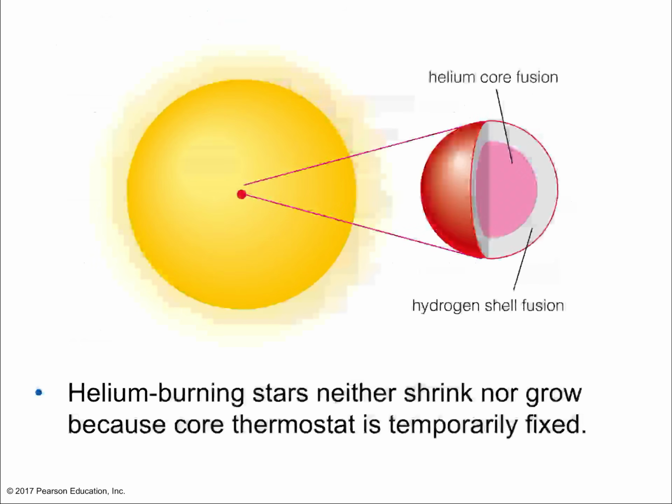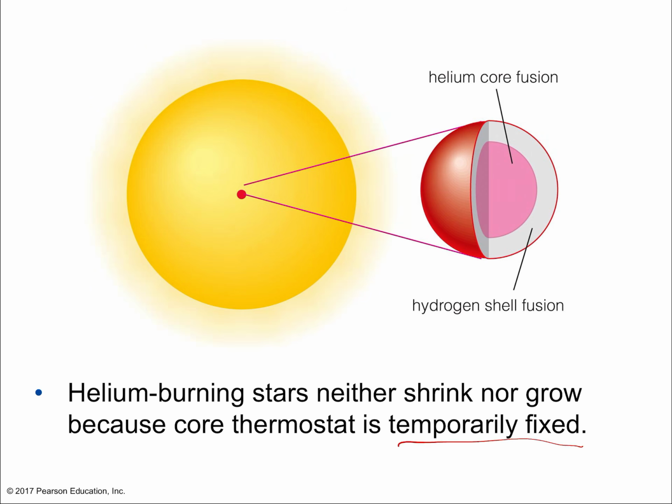All right, so the helium burning stars neither shrink nor grow because the core thermostat is temporarily fixed. So the idea is that a star like our own, a low mass main sequence star, will go through this phase where it runs out of hydrogen, starts to die, starts to expand, becomes a growing red giant, but then will have a core that's shrunken enough to start helium fusion and then become a helium star.